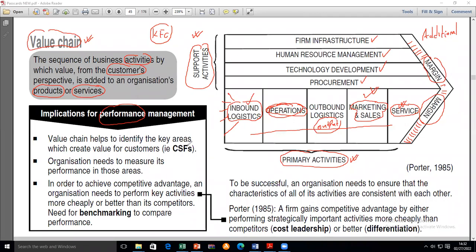The value chain helps to identify the key areas which create value for customers, or what we call the critical success factors. And these are the items that we must invest in. So we need to invest in critical success factors, because that's what the customers will pay for.